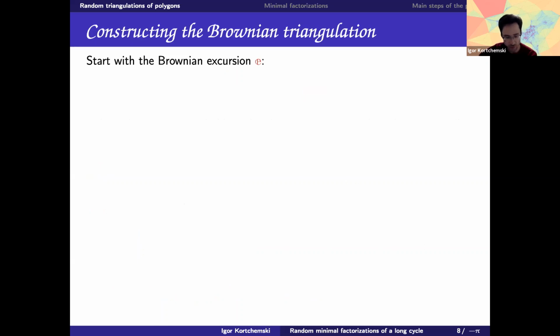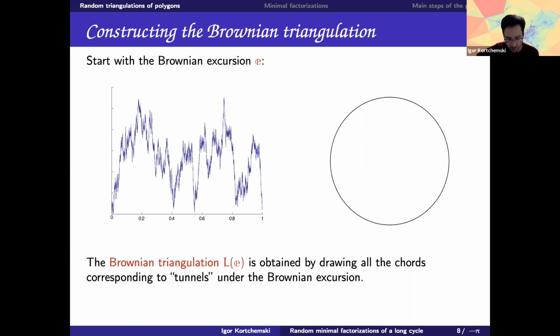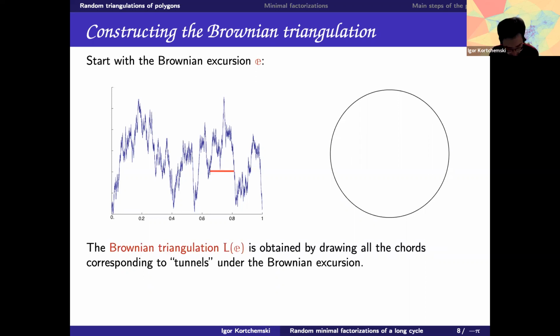So why the Brownian triangulation? How is the Brownian triangulation coded from a Brownian excursion? Consider a Brownian excursion, which is informally speaking Brownian motion, which you condition to come back at 0 at time 1 and to be non-negative in between. And once we have this excursion, in a deterministic way, we construct a triangulation by considering all tunnels, meaning, let's see, so here and here, you have 2 points under the excursion which look at each other. You look at their times. It gives 2 points on [0, 1].